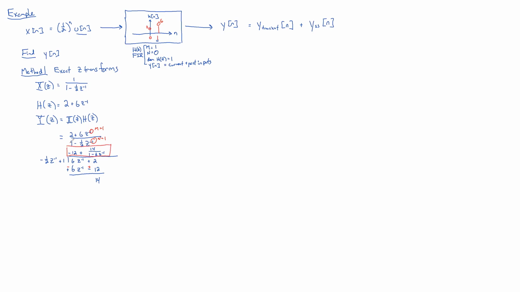So this is our result. I'm going to write that a little bit bigger over here. Y of z, once we divide it out to make it proper, is equal to minus 12 plus 14 over 1 minus 1/2 z to the negative 1. And so we can do the inverse transform by sight and say that's equal to minus 12 with an impulse at n plus 14 times (1/2) to the n u of n. So that's the exact answer to our problem.